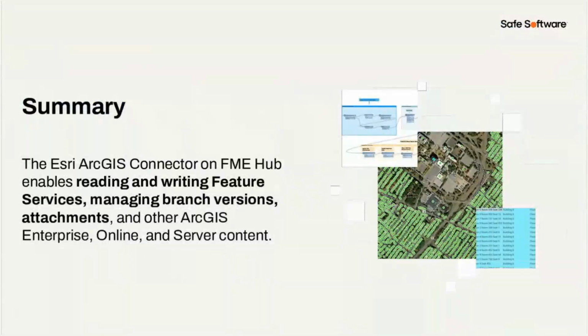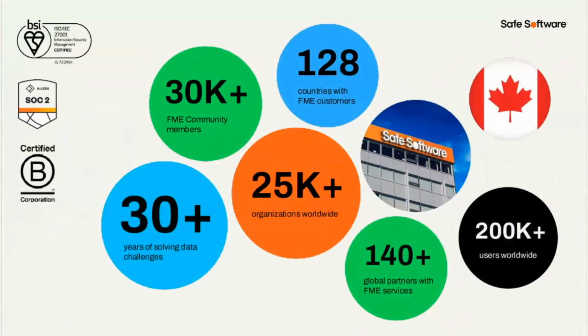So in conclusion, we took you on a whirlwind today. We showed you everything that's new and exciting about the ArcGIS connector, which is on FME Hub. So whether you're reading and writing feature services, managing branch versions and attachment in any of your portals, whether it's Enterprise, Online, or Server, this can all be done by that package. And I'll pass it back to Elizabeth to wrap us up.